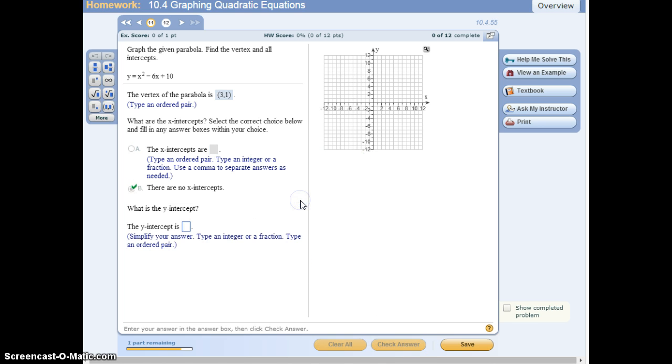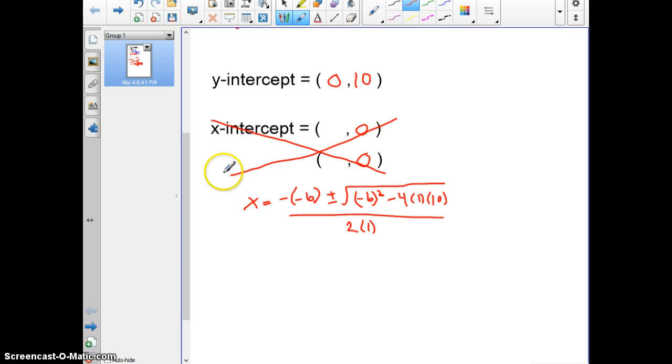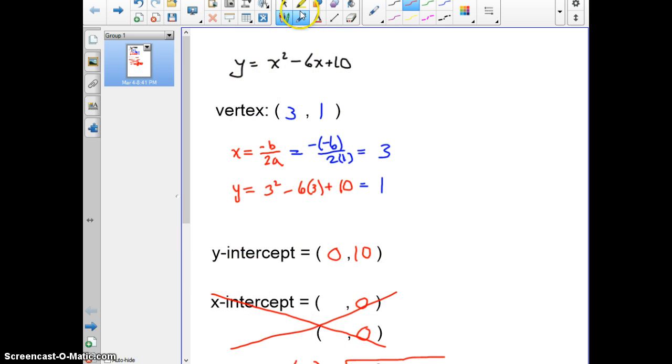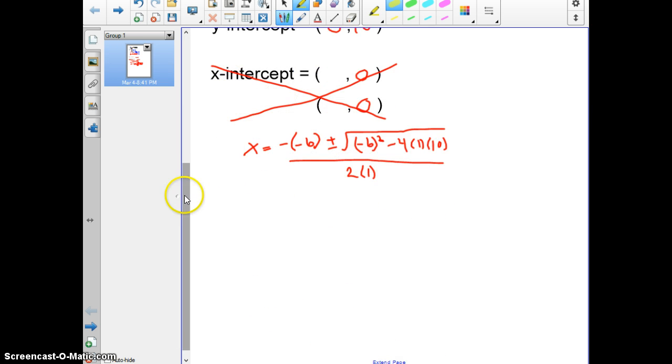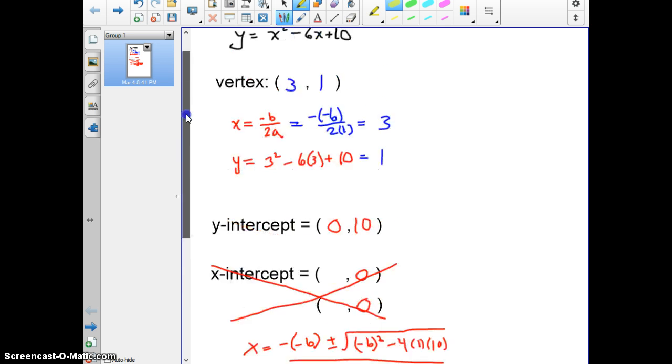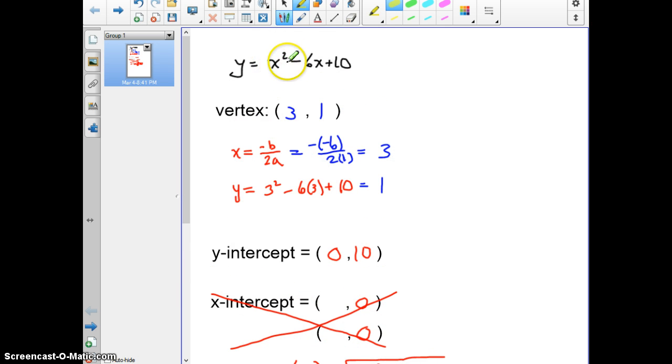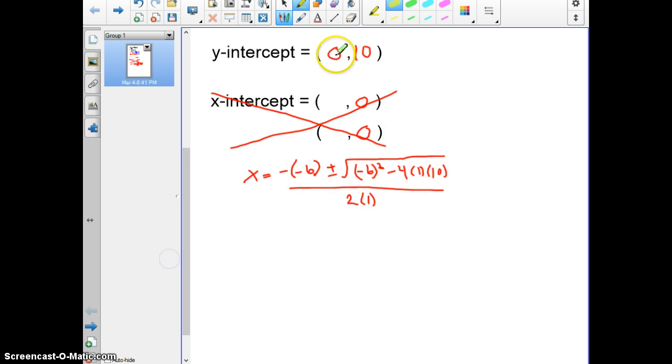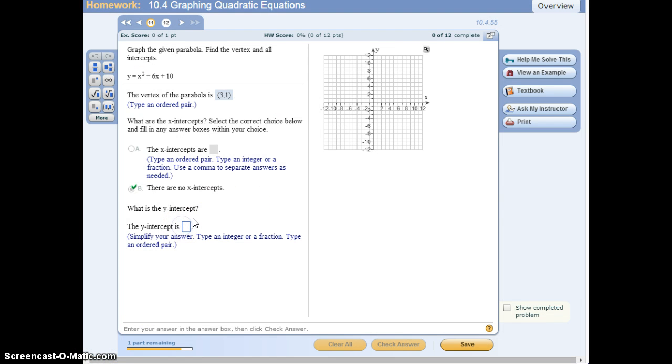Check answer. And the next question is, what is the y-intercept? That one's pretty simple to solve. Given that this is our equation, the y-intercept is where the x value is 0. If the x value is 0, this term disappears, this term disappears, so pretty much this is the y value of the y-intercept. So I get that the y-intercept is 0, comma 10. Let me go back to my math lab to put that in. So x value is 0, y value is positive 10, close parentheses, check.